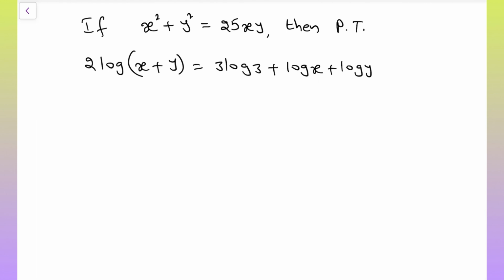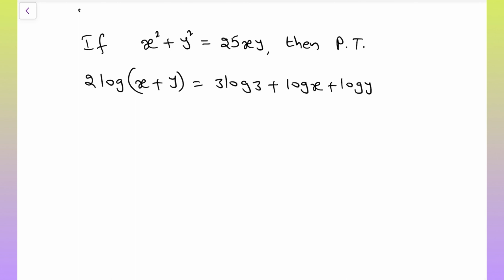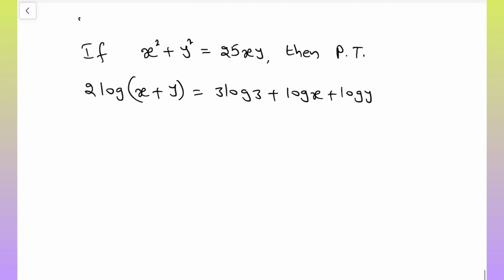Next, this is one of the very important questions. If x square plus y square equals 25xy, then prove that 2 log of (x plus y) equals 3 log 3 plus log x plus log y. First thing after looking at this question, what exactly we need to observe is whether any negative symbol is there in the question or not. If negative symbol is not there at all, then add 2xy. If negative symbol is there, one time also, two times also, don't worry, if negative symbol is there in the question, you subtract 2xy. Just keep this in mind.